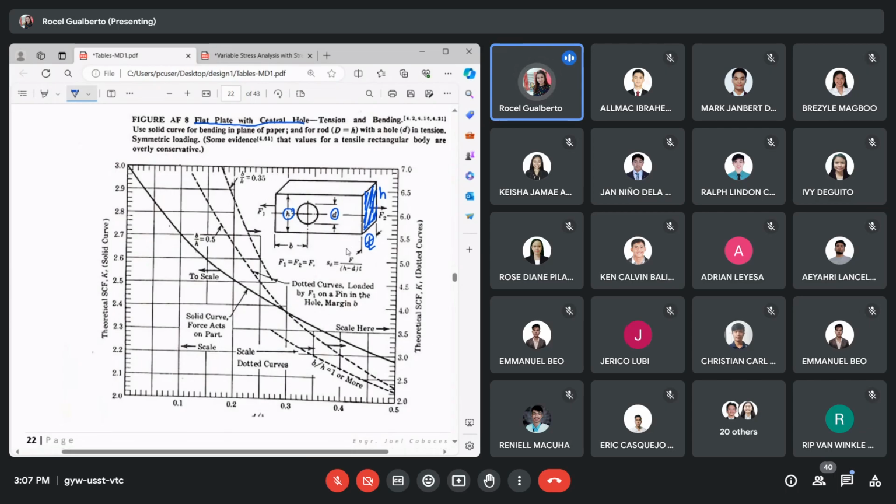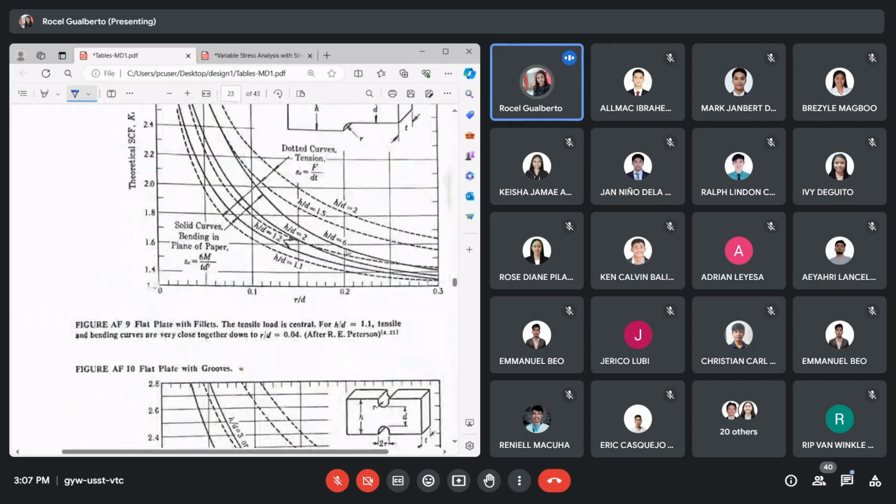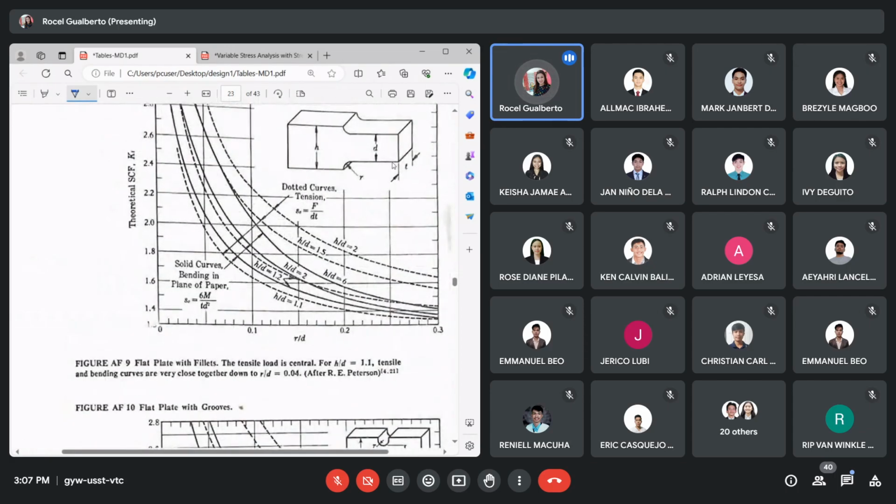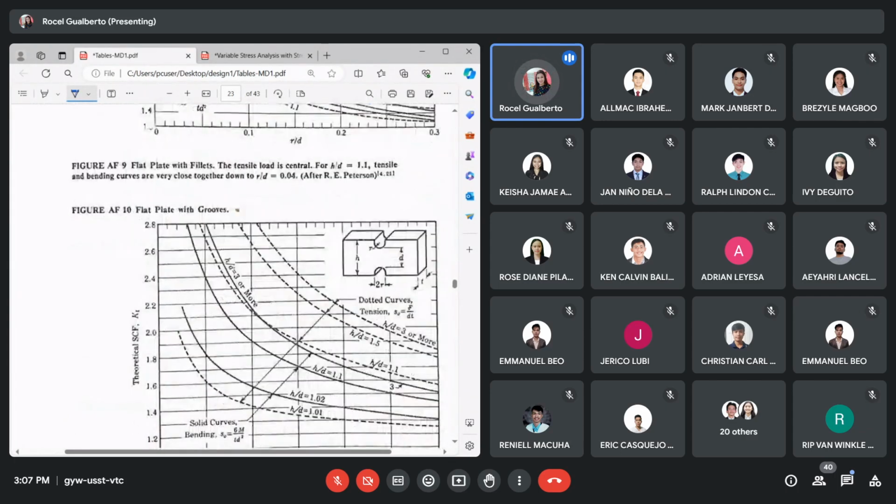Okay? Dito naman po sa AF9, the same flat plate po, lamang may ibang stress raiser. This time, fillet po yung stress raiser natin. Okay? Ano po yung dimensions niya? H, D, at saka po yung T. Okay? Yan po yung dimension ng member. AF10 is still a flat plate, but this time, it is with a groove. Okay? So, with a groove naman. Ito po yung kanyang stress raiser.